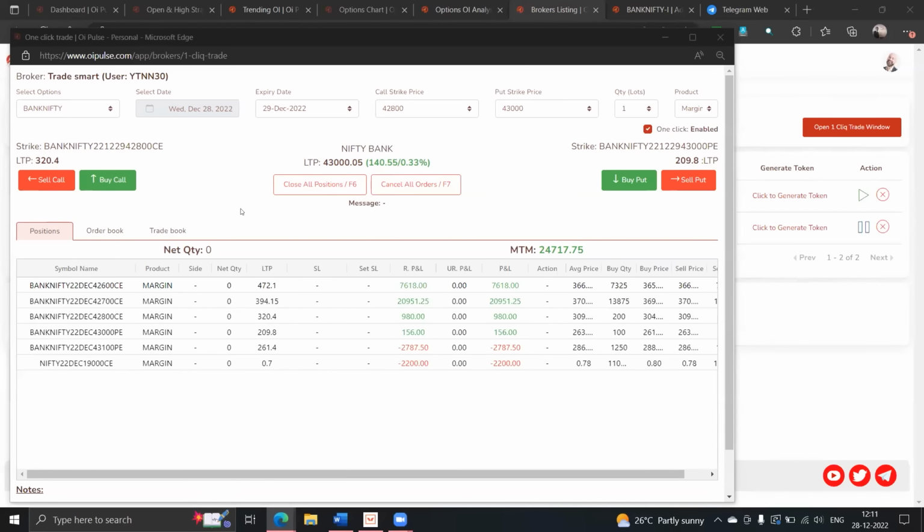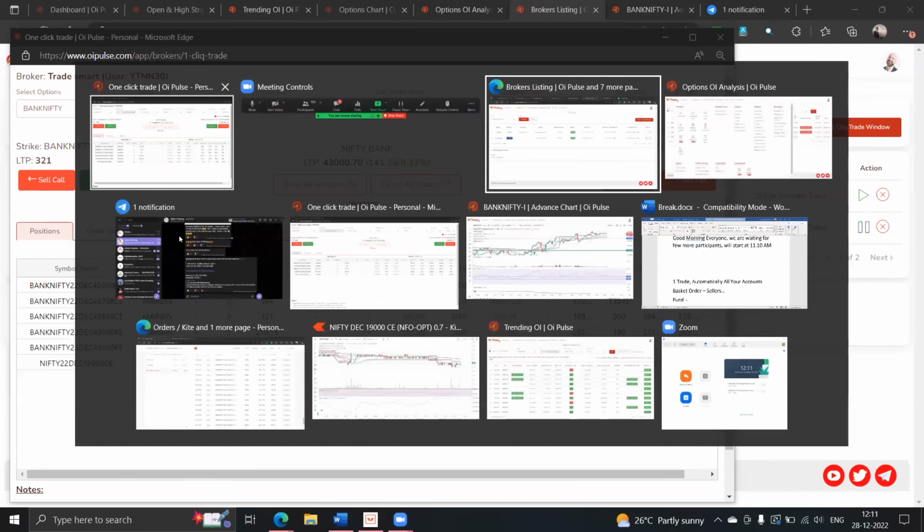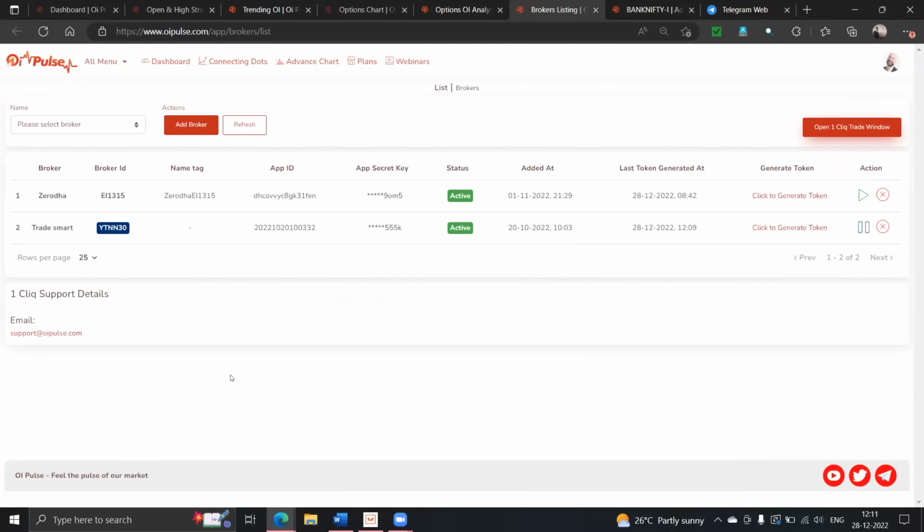So how many brokers will you be able to add? At this current juncture, you will be allowed to add 3 for the first month. But based on the subscription addition and other things, you will be able to add 5 brokers in an account. Maximum of 5. It can be in the same broker, or it can be different brokers. But you will be able to add 5.